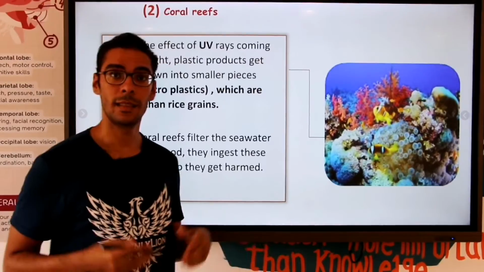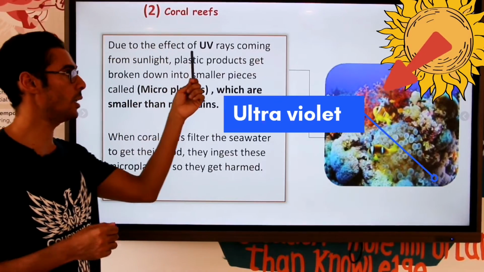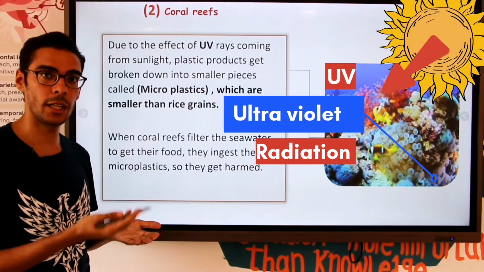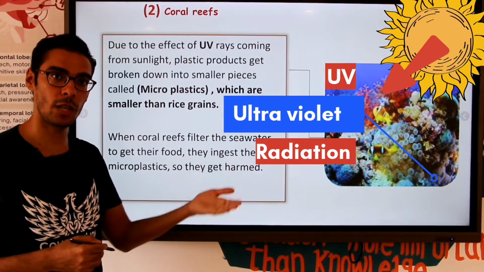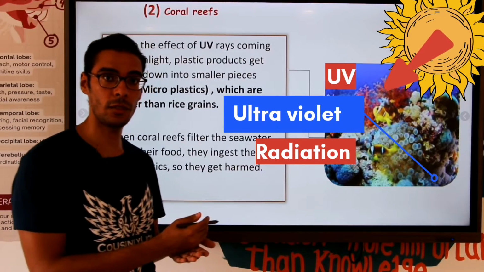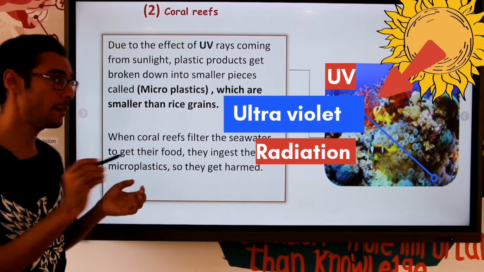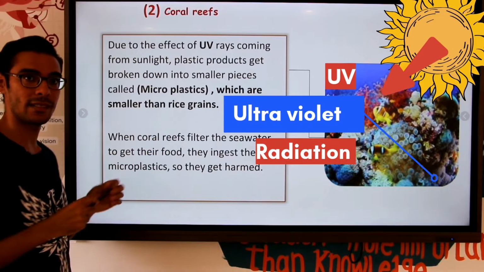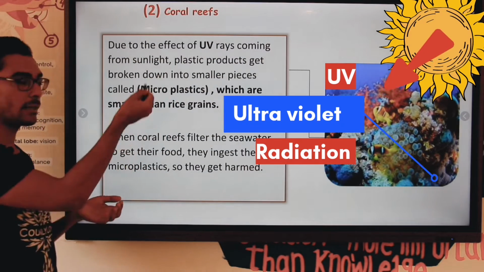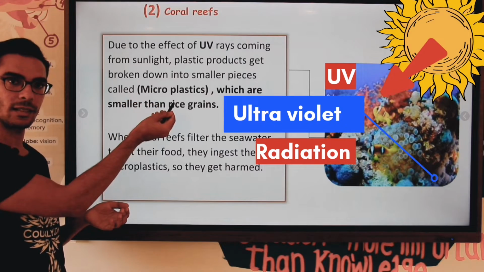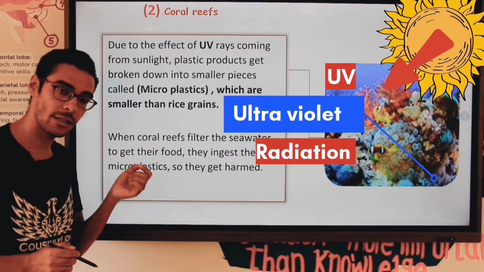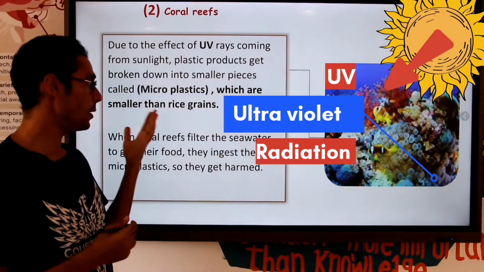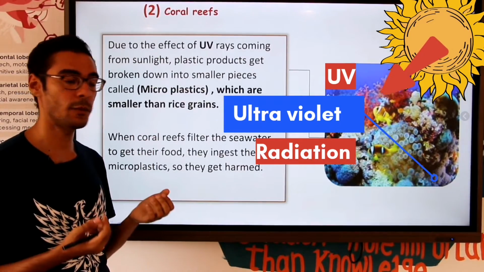Let's discover. The negative effect occurs here due to the ultraviolet radiation. The abbreviation UV refers to ultraviolet radiation. This is a kind of harmful radiation coming from the sun. It has a negative effect because the ultraviolet radiation here changes the plastic into microplastic. So the ultraviolet radiation breaks the plastic products into microplastics. Micro means very, very small. So the microplastics are very, very small pieces of plastics. These pieces of the microplastics are really harmful for the coral reefs.